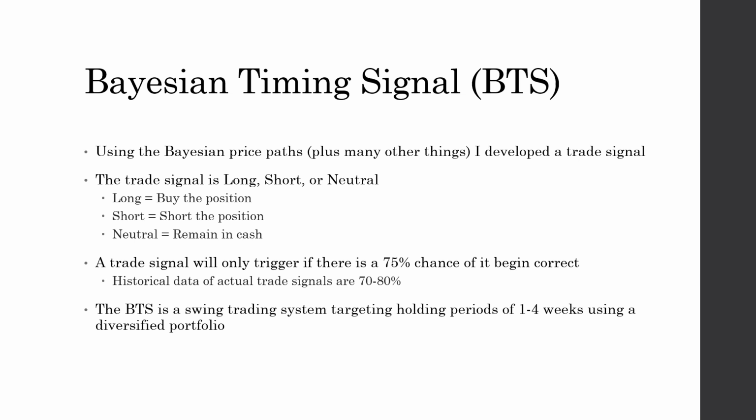The worst ones are actually less than 50%. A lot of them are right around 50-50. So what the BTS is, then, is a swing trading system that's targeting hold periods of 1 to 4 weeks using a diversified portfolio approach. In other words, a swing trade is effectively: I'm going to buy today and hold roughly 1 to 4 weeks.